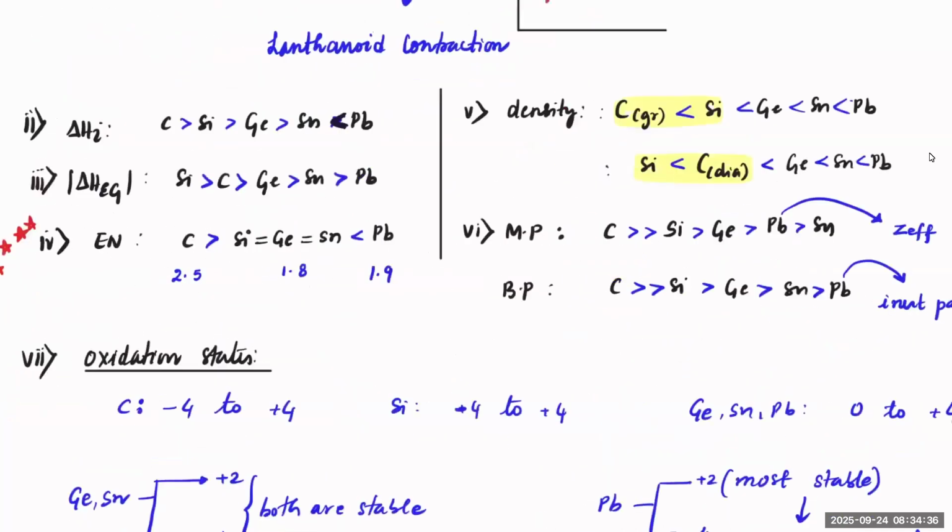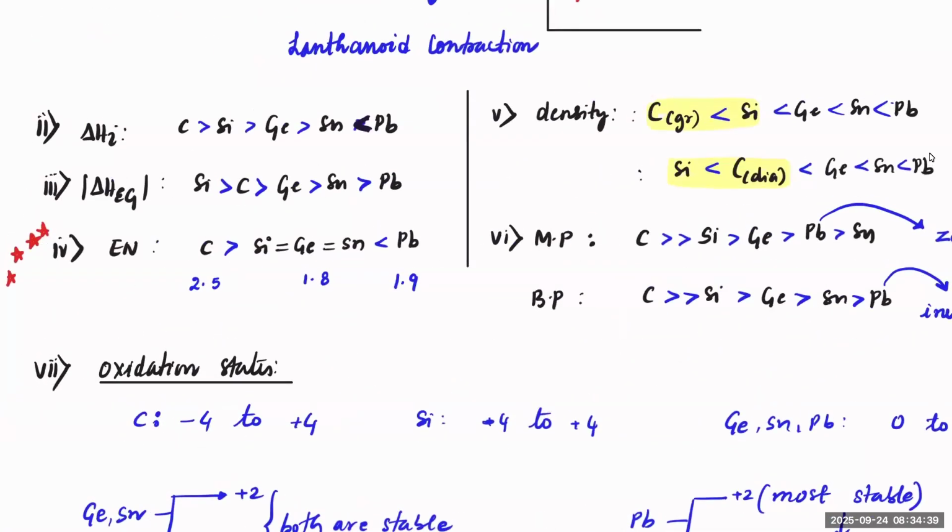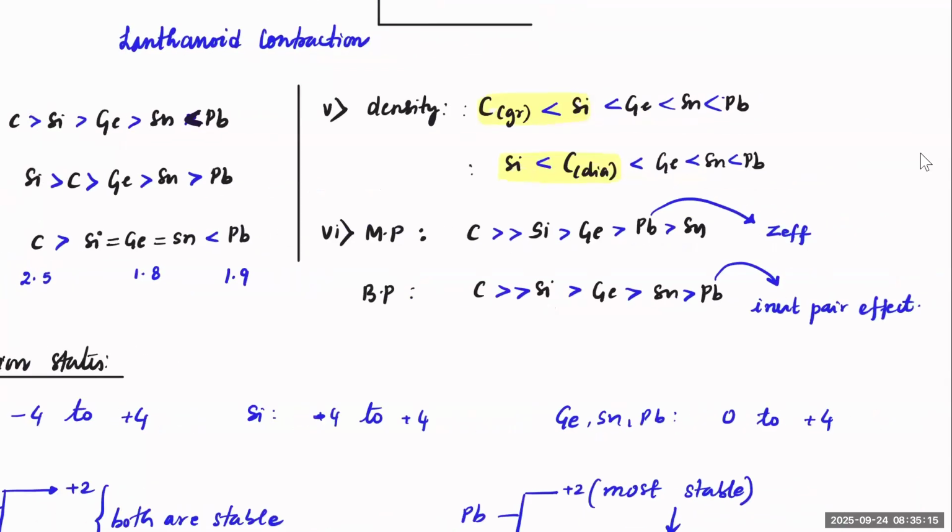Now, when it comes to ionization, as you go from carbon towards lead, it is supposed to decrease, which is how we naturally expect as the size increases. But when it comes to tin and lead, lead will have a slight edge over tin here. Electron gain enthalpy decreases in a regular order. Electronegativity is very interesting. Carbon has 2.5, while silicon, germanium, and tin have 1.8, and lead has 1.9. This is slightly higher compared to these three.